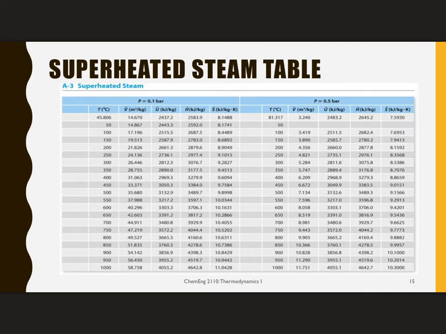When you move to the superheated steam table, it's sorted in chunks by pressure, with increasing pressures as you go through the table. And then for each one of those chunks, it's organized by temperature. The first entry in there is the saturated steam temperature. And then we have the specific volume, internal energy, enthalpy, and entropy for each one of those. If no entry is given, it means that it is not a superheated steam at those conditions. If you move on to table A4, it's going to be a similar table for compressed liquids.